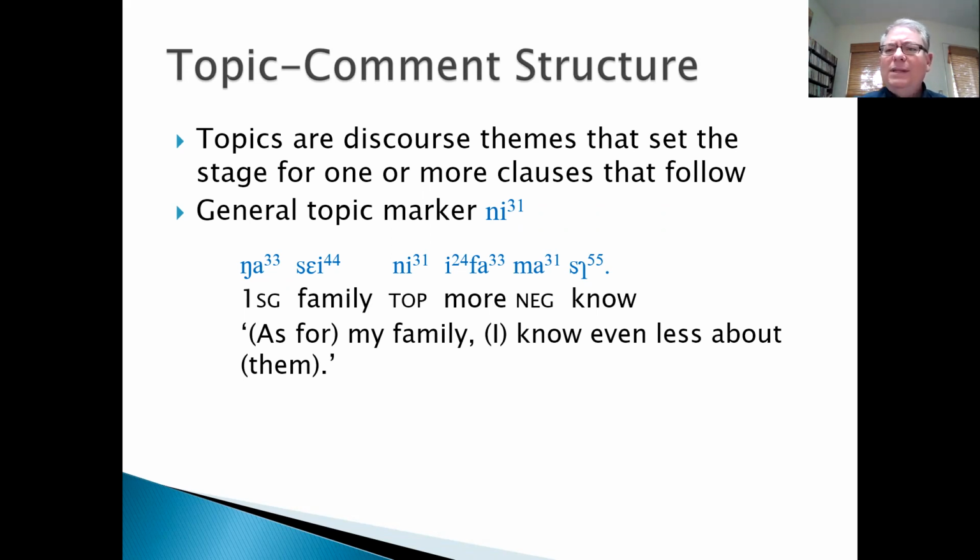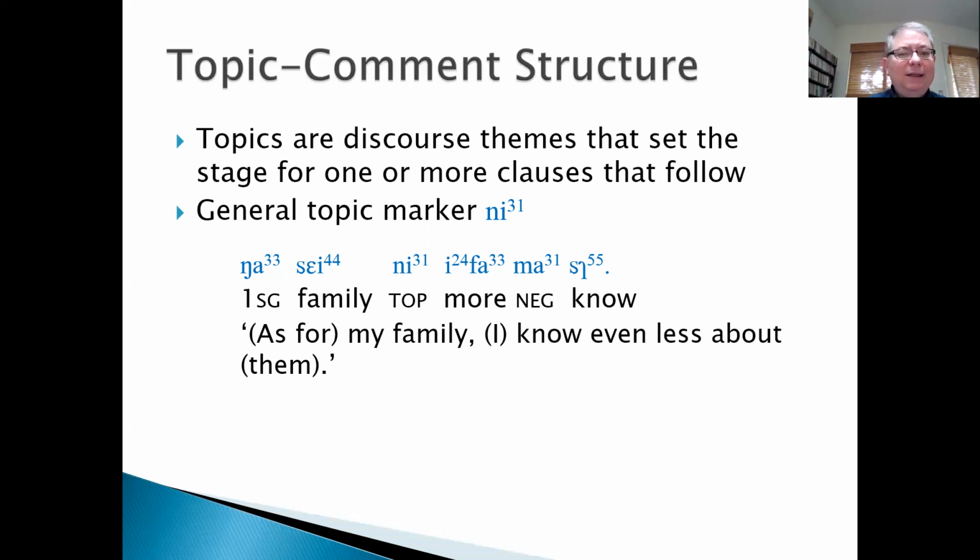And to give you a sense of how this actually functions, we can do this in English too, although we do it much less often. It says if you kick off every statement you're going to make with something like, as for X, and then you make a statement or maybe a couple of observations about that, right? The general topic marker in Khatso is ni. And so here we have an example.